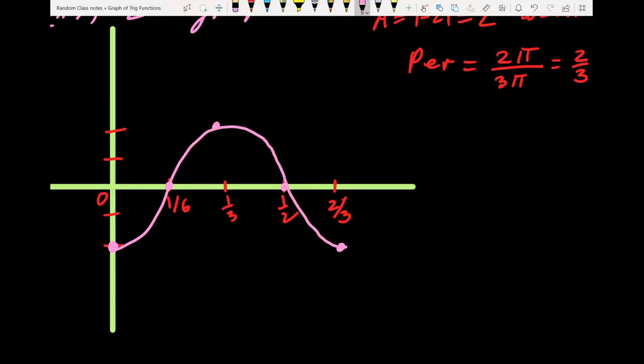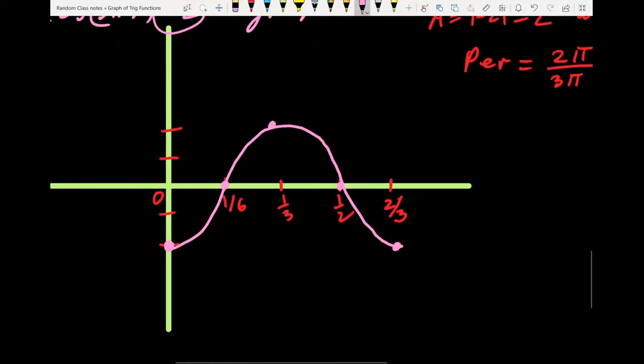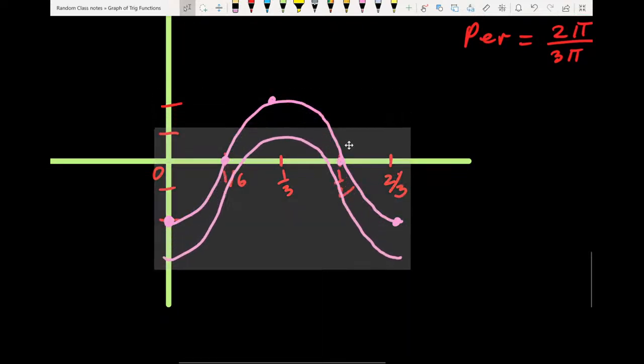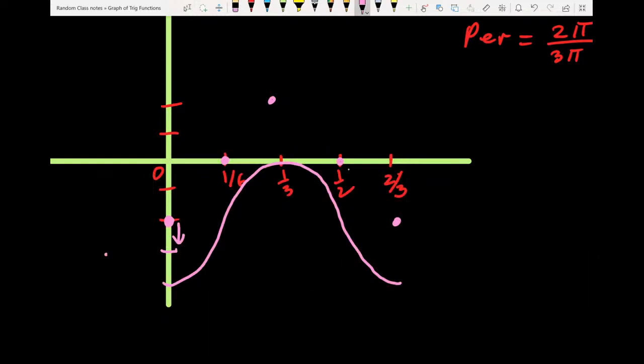Am I done yet? I have to deal with this minus 2, right? It's going to shift it 2 down. And that's my answer. Now, am I going to give you this type of question on the test? No, you wish.